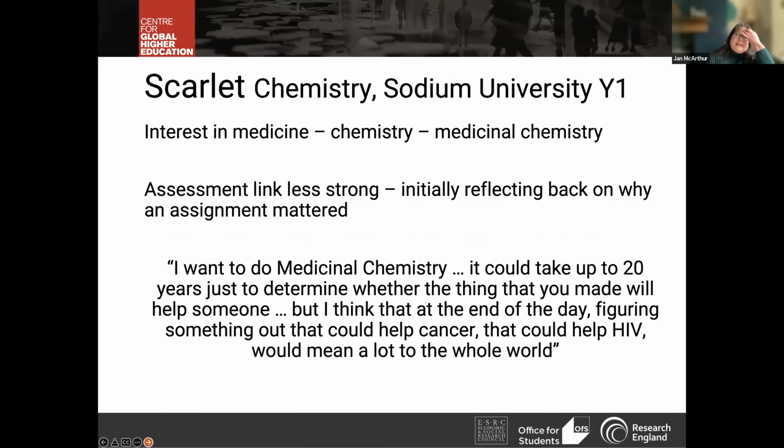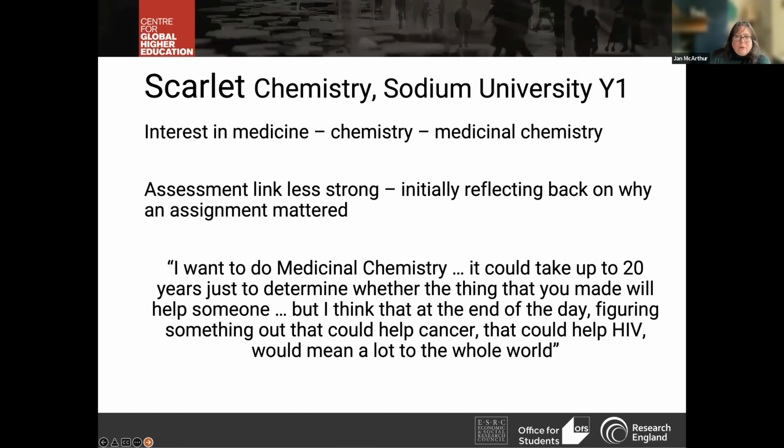So Scarlett from Sodium. Again, she's interested in medicinal chemistry. The link to her in the first run through looking at the assessment data was not really strong, but when she was reflecting back on why an assessment mattered, she said this: I want to do medicinal chemistry. It could take up to 20 years just to determine whether the thing that you made will help someone. But I think at the end of the day, figuring something out that could help cancer, that could help HIV, would mean a lot to the whole world. So that was our introduction to Scarlett in the society group.